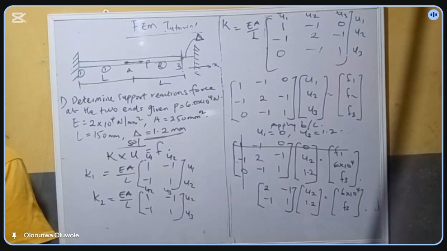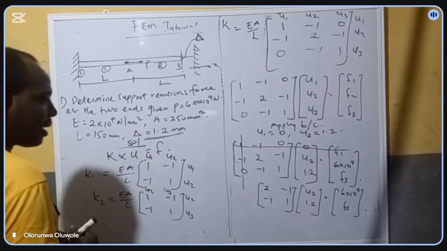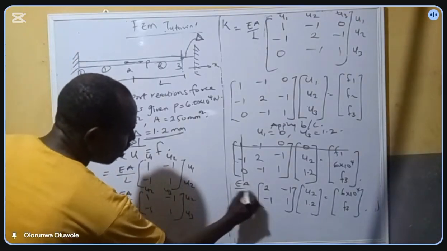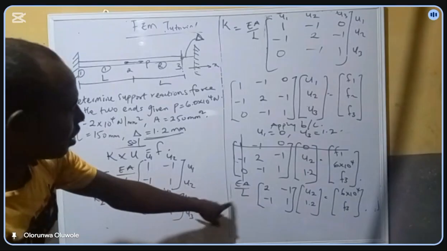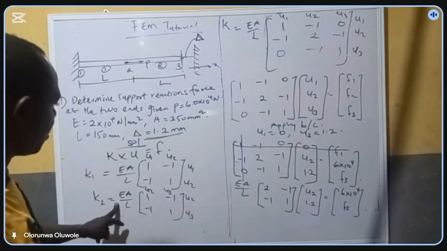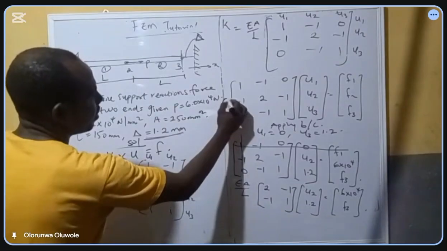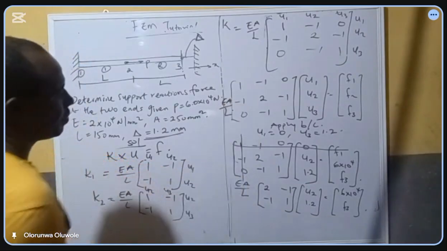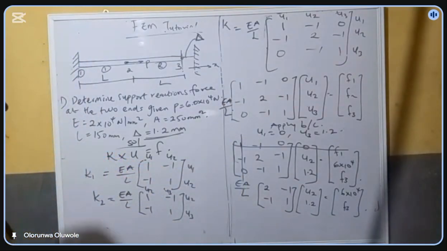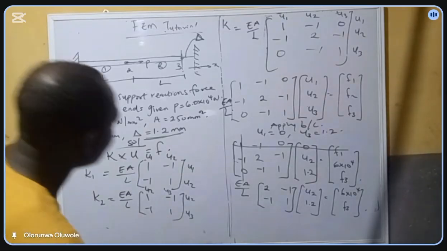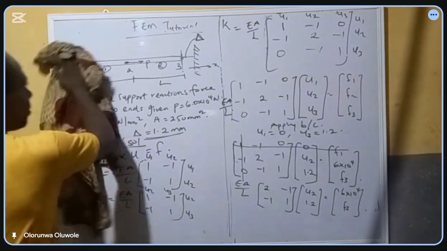What will you have? What is the multiplication? Remember that E over L is constant in the formula. Don't forget that E over L is here. We should not forget. So let's do the multiplication now. What are we going to have?